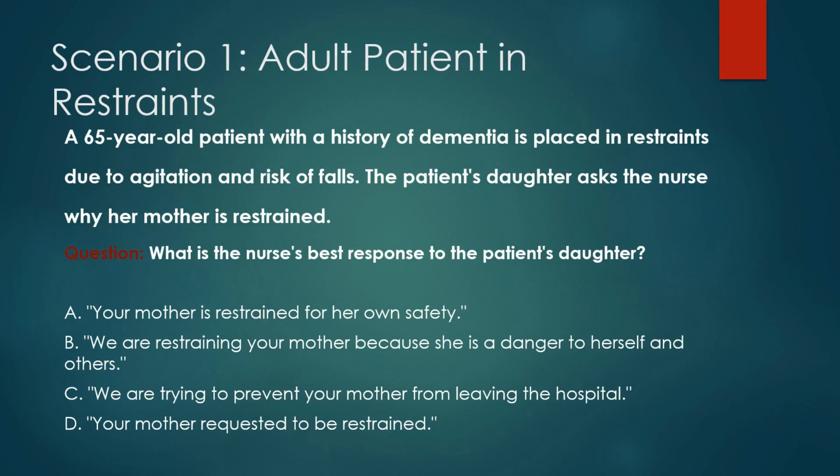Take a moment to look over the answers. We have A, your mother is restrained for her own safety. B, we are restraining your mother because she is a danger to herself and others. C, we are trying to prevent your mother from leaving the hospital. And D, your mother requested to be restrained. Okay, make your choice, and let's see if you were correct.